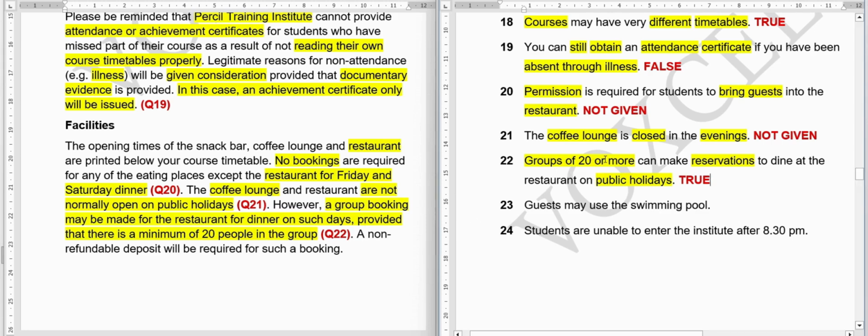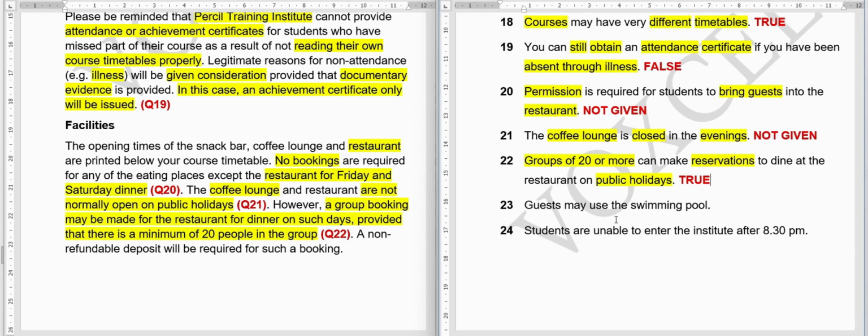So they are saying group of 20 or more. So here they are saying a minimum of 20 people in the group. So what you can do is make a group booking on such days. Again, here such days just refers to public holidays. So this is a pronoun that is referring to this particular noun, public holidays. I hope it is clear. Moving on to the next question, number 23, the penultimate question.